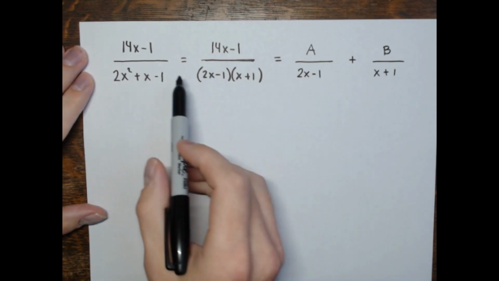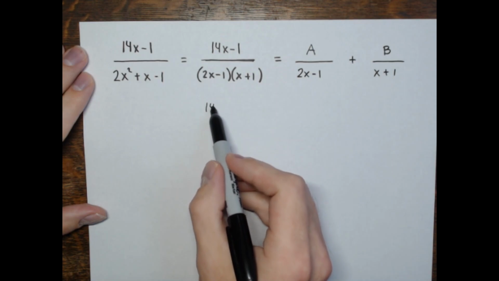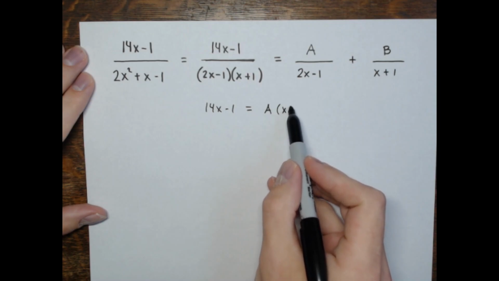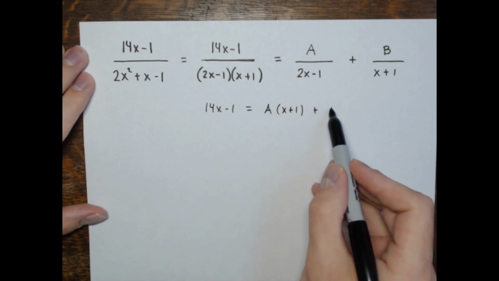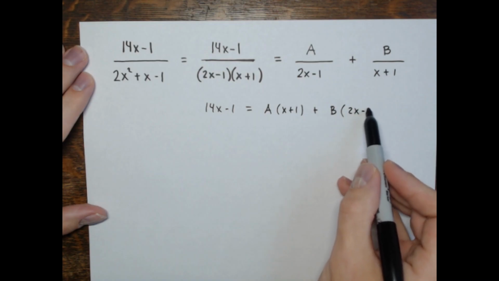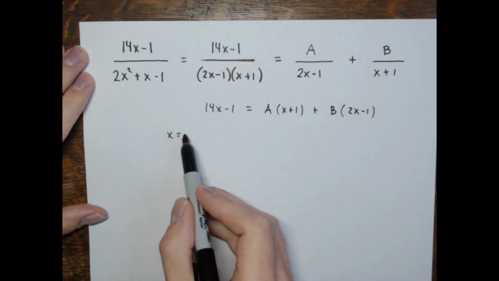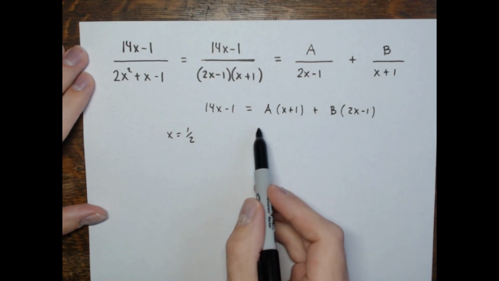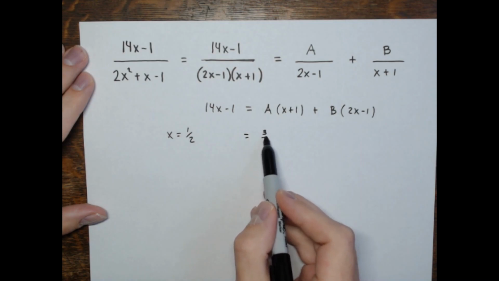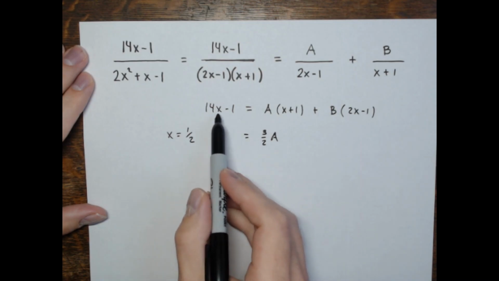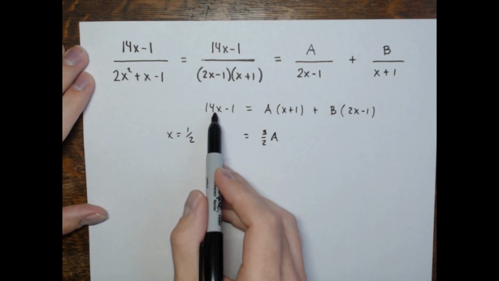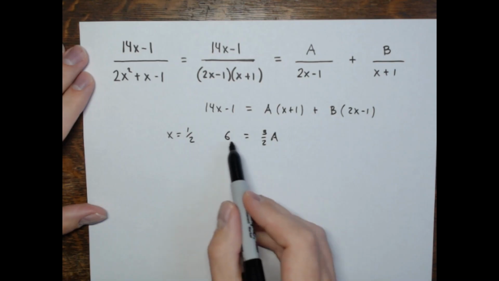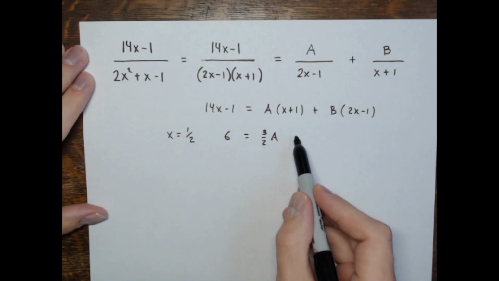And if I multiply through by the denominators, we'll have 14x minus 1 over here must be equal to a times x plus 1 plus b times 2x minus 1. And if x were equal to a half, the b term would go away. So we'd have 1.5, or 3 halves, a equals 7 minus 1, right, half of 14 times a half is 7, minus 1 is 6. Then multiply by 2/3, a must be 4.